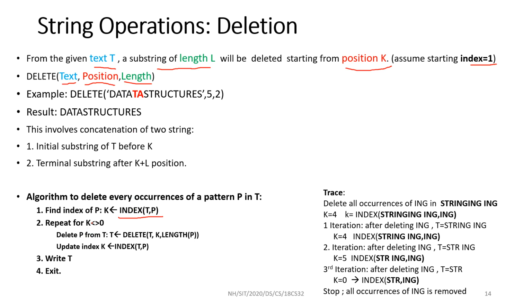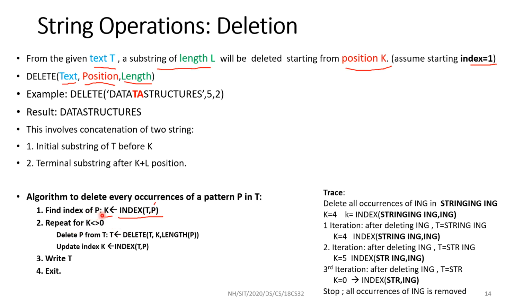Next, the algorithm to delete every occurrence of a pattern P in T. I have to send the pattern and the text T. First, I have to find this pattern in main string T. Okay, K, if it returns 0, what does that indicate? That means the pattern is not there in the string. In such a case, K value will be 0. K value if not 0 indicates that the pattern is there in the string. But where?